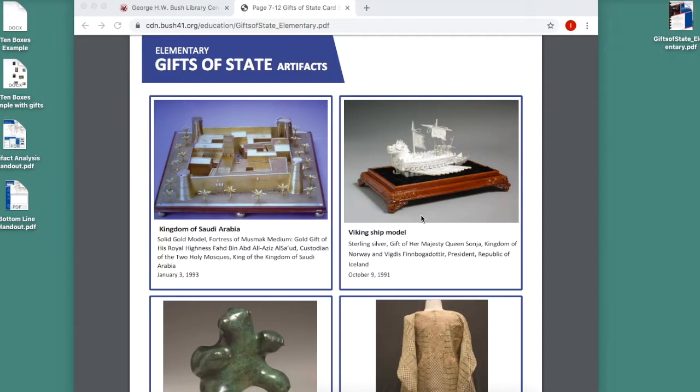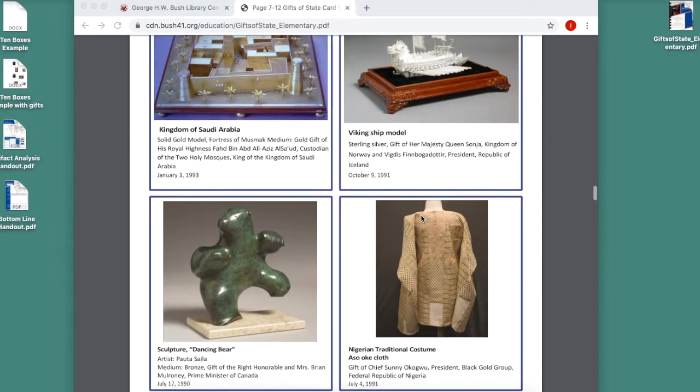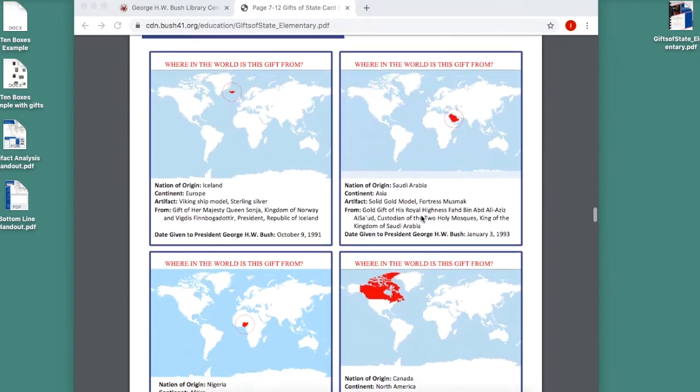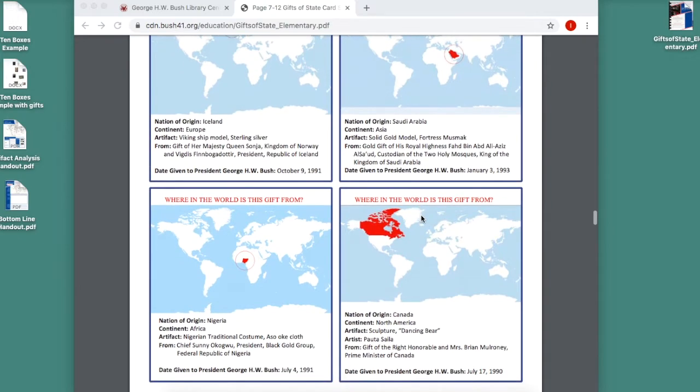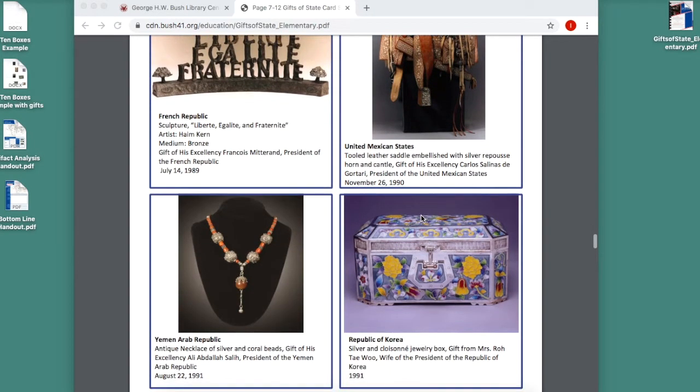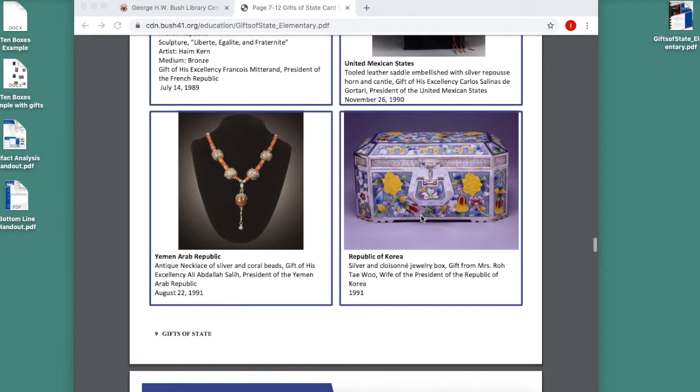You guys think you're up to it? I think so. All right, I would love if you guys would please look through pages 7 through 12. As you can see, it's a mix of maps and objects, all right? And as you start looking through this, I want you to take a moment and think about, what is a gift of state?